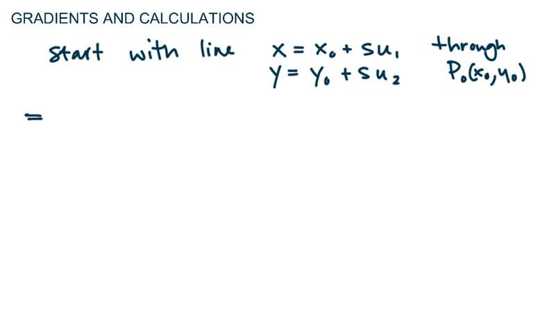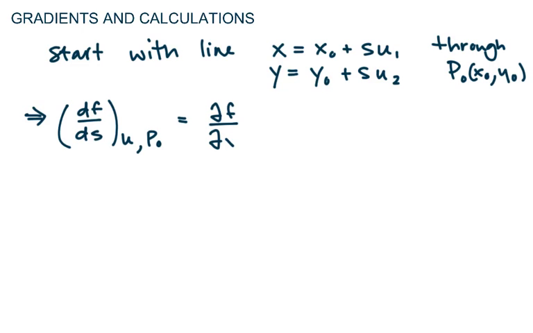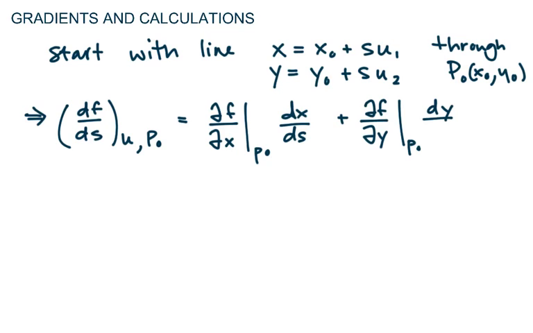So we could rephrase this and say the derivative of f with respect to s in the direction of u at point p naught is the partial of f with respect to x at p naught times the derivative of x with respect to s, plus the partial of f with respect to y at p naught times the derivative of y with respect to s. And so this can be defined using the chain rule.